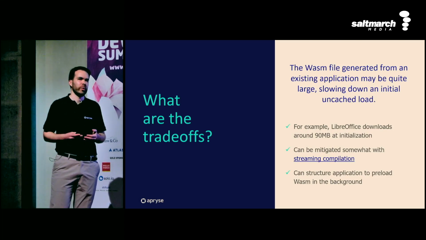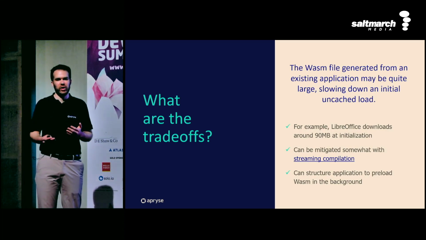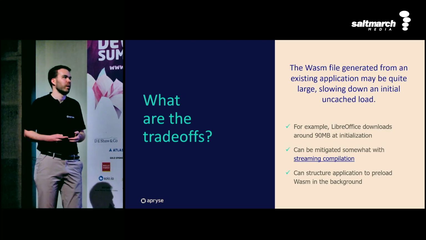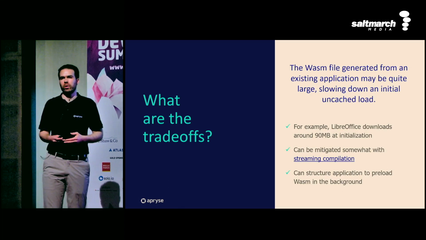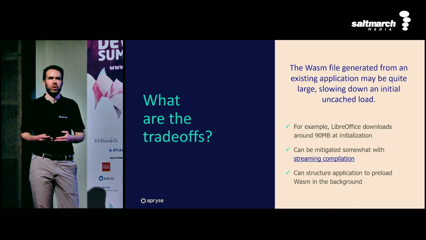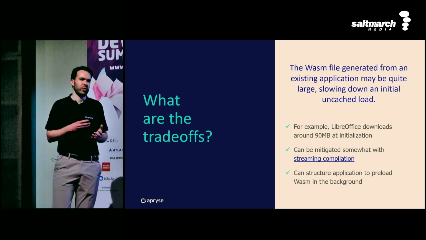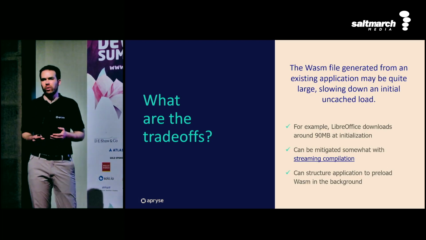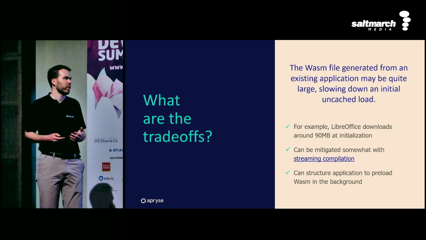There's a thing called streaming compilation. So you can download and instantiate the WebAssembly module at the same time in parallel. This can mitigate it. You can also try to structure your application so that you preload the WebAssembly at the same time. So if the user is interacting with other parts of your web app, at the beginning you start downloading and instantiating your WebAssembly. By the time they actually get to the part where they're using WebAssembly, it's already ready, it's already loaded. So you can try to structure your application to minimize that.